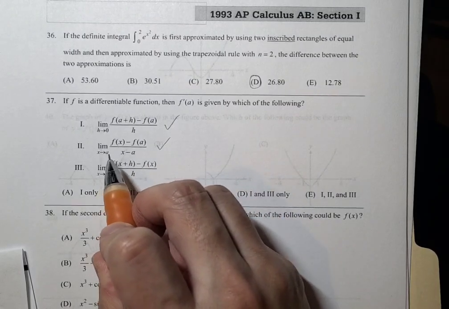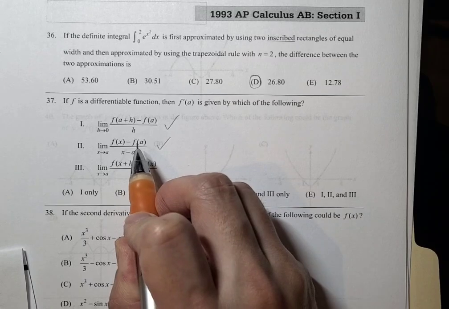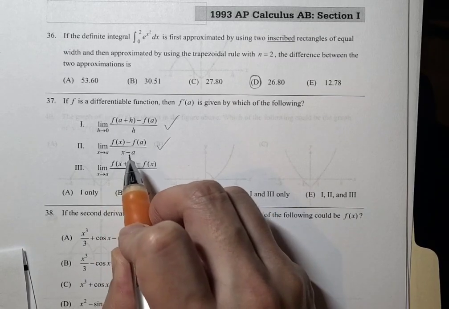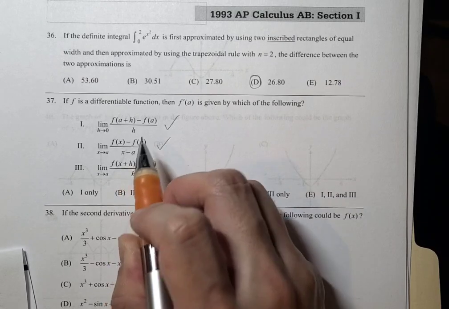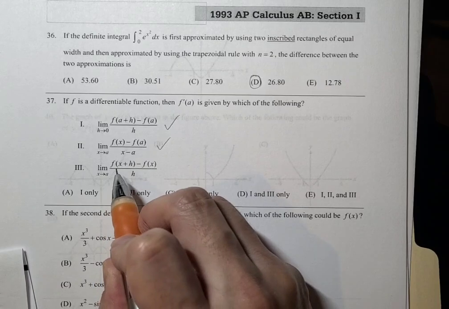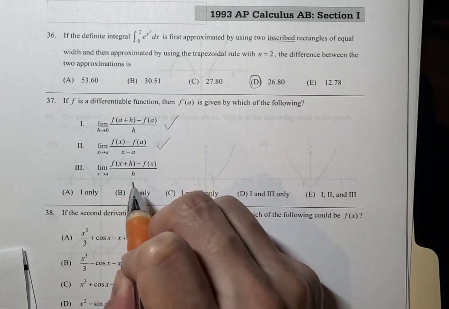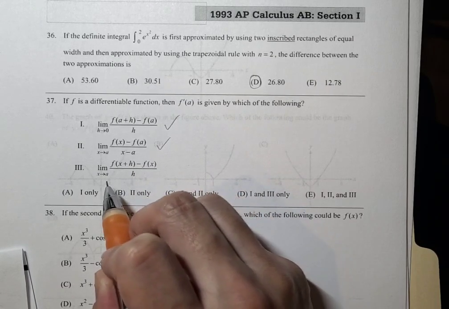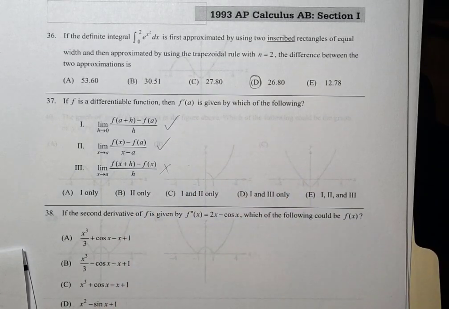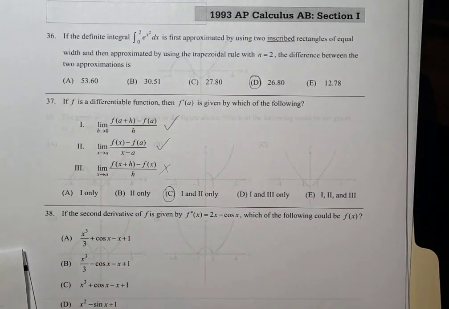Because as x approaches a, it's going to approach this point, and the y would approach f of a, and the x would approach a, okay? So it's the same thing. Now how about this one? The limit as x goes to a of f of x plus h minus f of x over h. This doesn't even depend on a, so this is not it, okay? So it's 1 and 2 only.